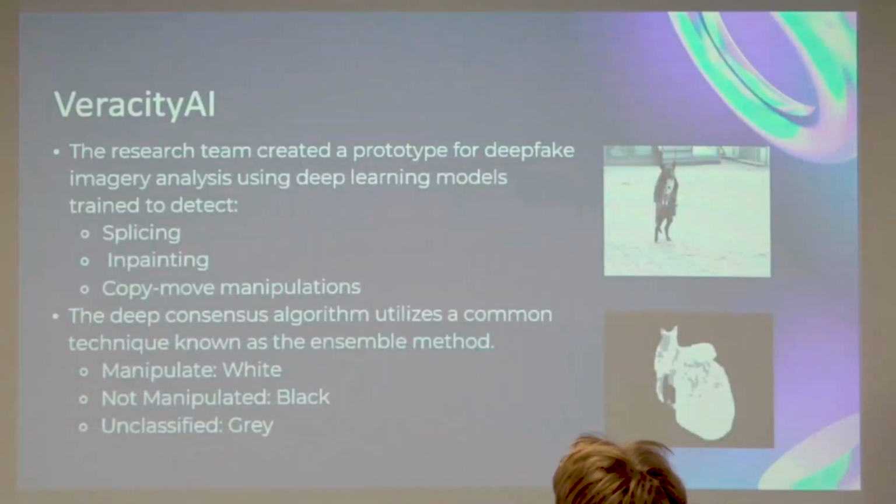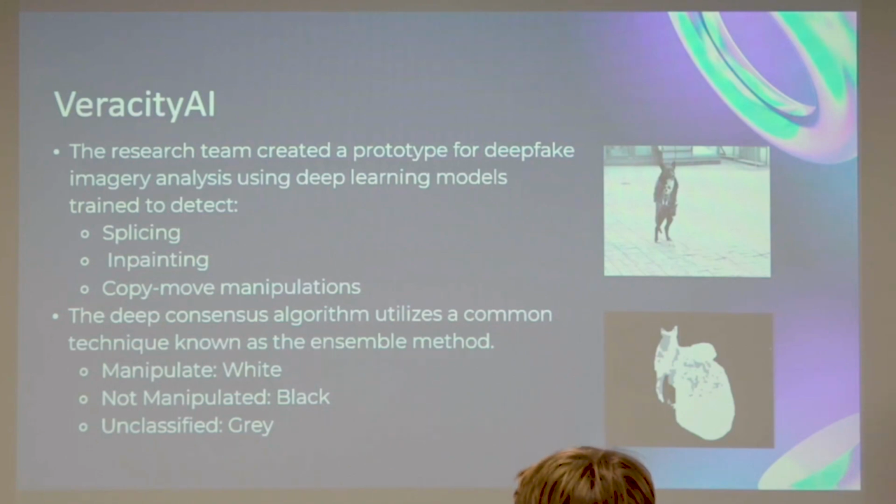In an effort to understand and counteract this, our research team has been working with an innovative piece of software known as Veracity AI. It's currently under development at the School of Information with the generous support of Dr. Shoyan Metcalf. The essence of Veracity AI lies in its ability to detect manipulated images. Specifically, Veracity AI is a prototype for deepfake imagery analysis using deep learning models trained to detect splicing, inpainting, and copy move manipulations. These techniques are the backbone of what we now commonly refer to as deepfake technology.